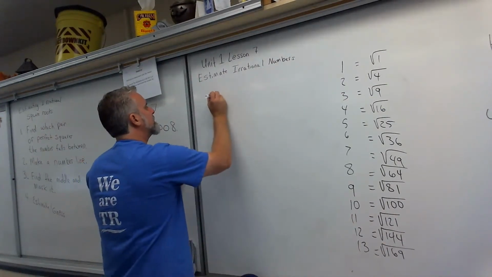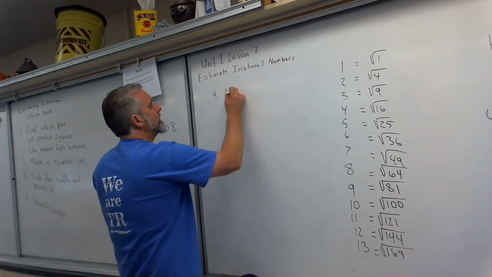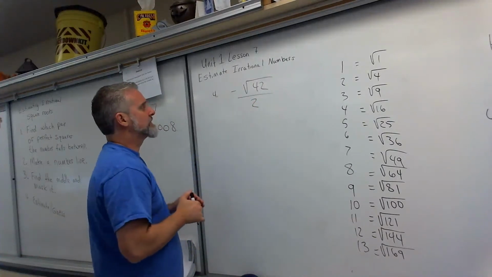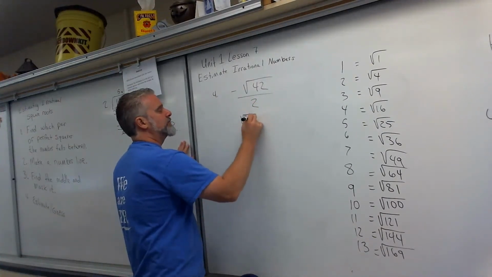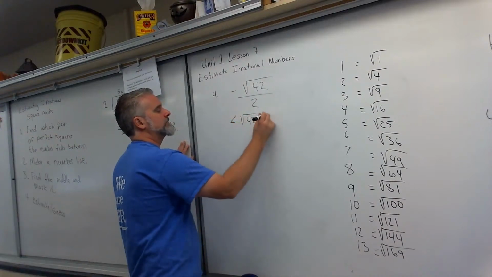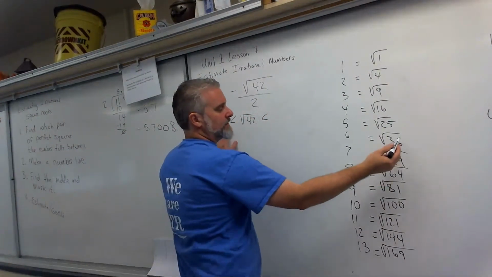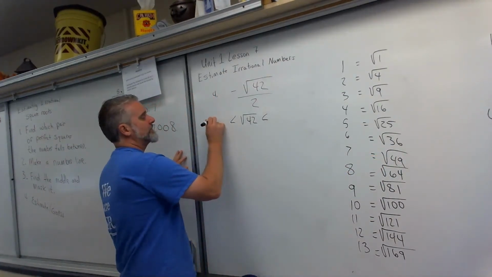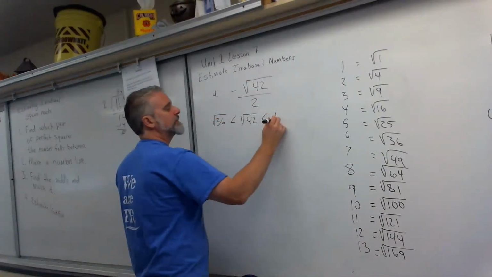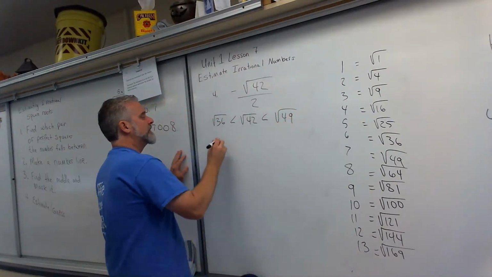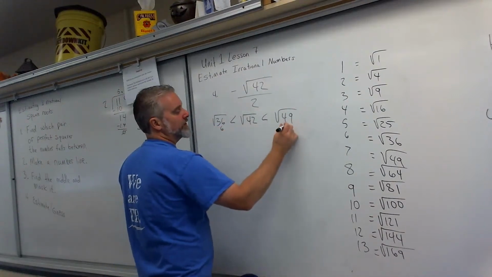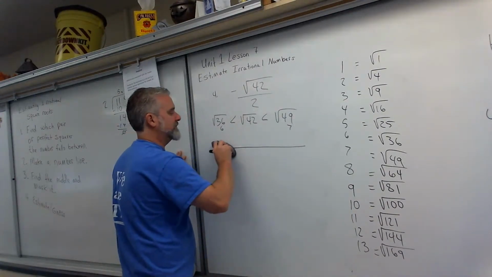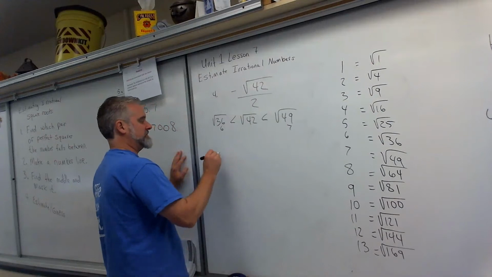Problem number 4 is the negative square root of 42 divided by 2. Same process. Find out where the 42 lies. Same spot, right between the 36 and the 49. Square root of 36 is 6. Square root of 49 is 7. Go ahead and make our chart. A little too high. I want to move it down a little bit. I'm going to get cramped.